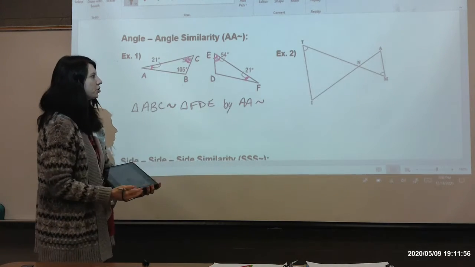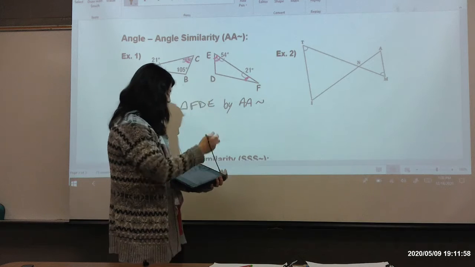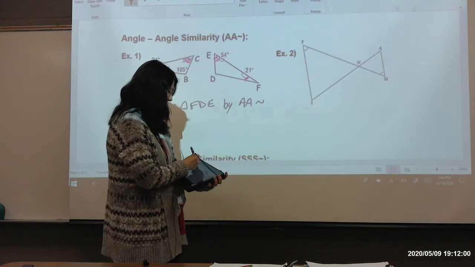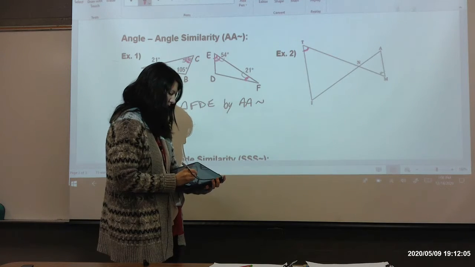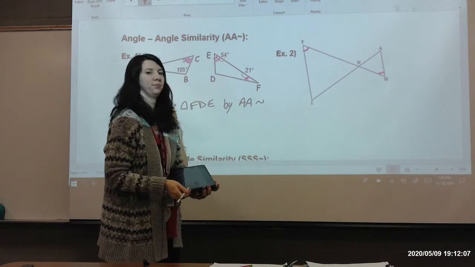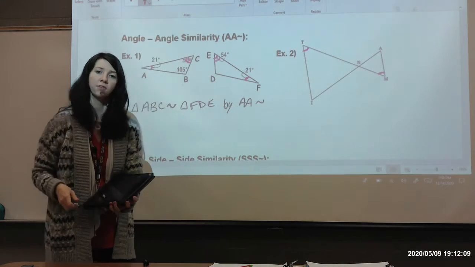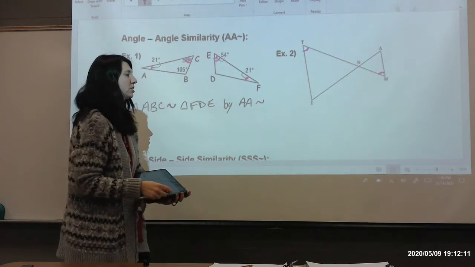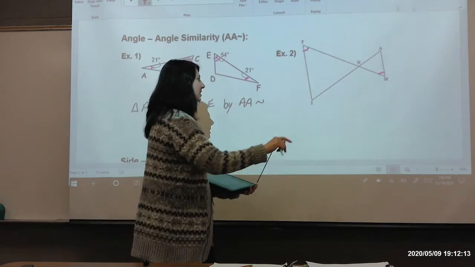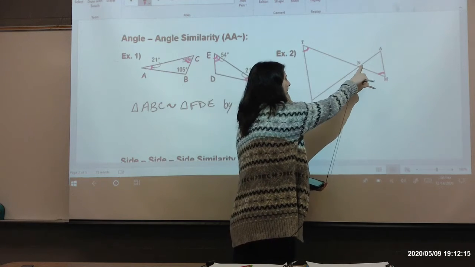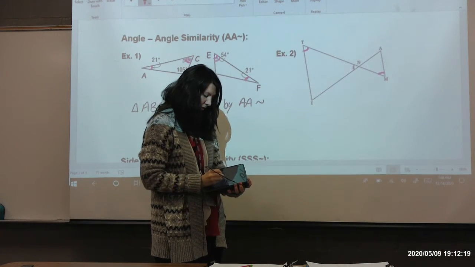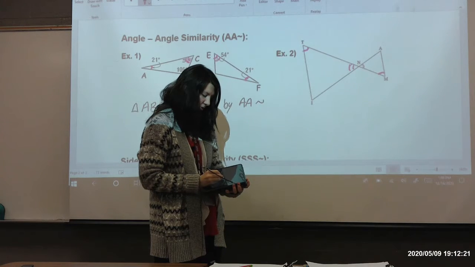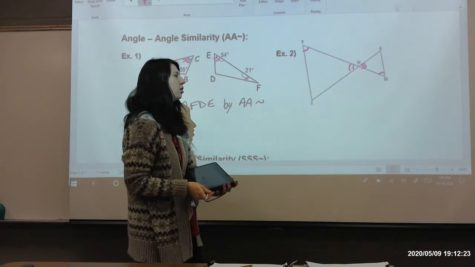So let's try example 2. I see one angle already marked as congruent, and I'll mark back on top of that. So angle T and angle M are already marked congruent. I need to find just one more set of congruent angles in order to say that they are similar. And I see a set right here, okay? So this angle here on the left of our N and on the right of our N, those are congruent.